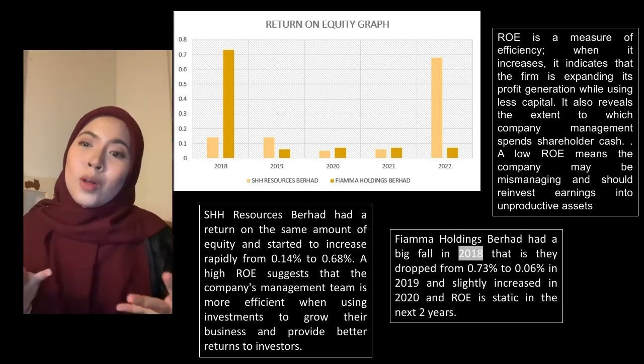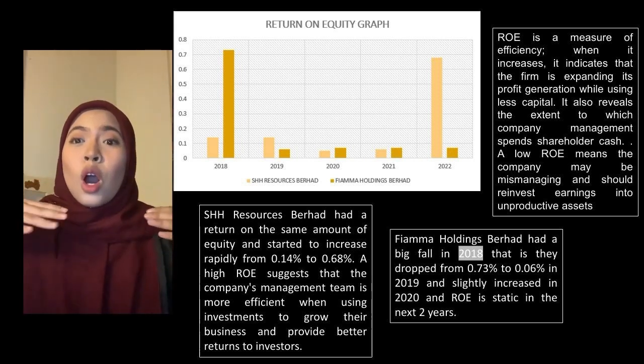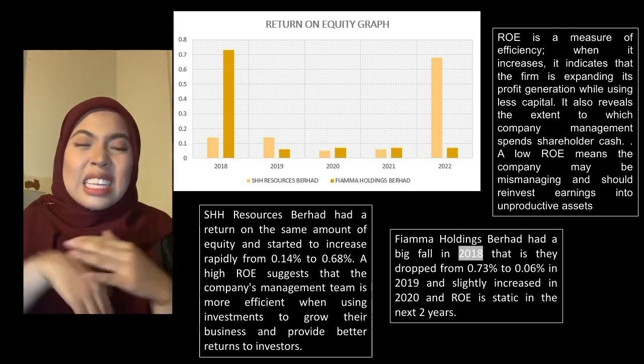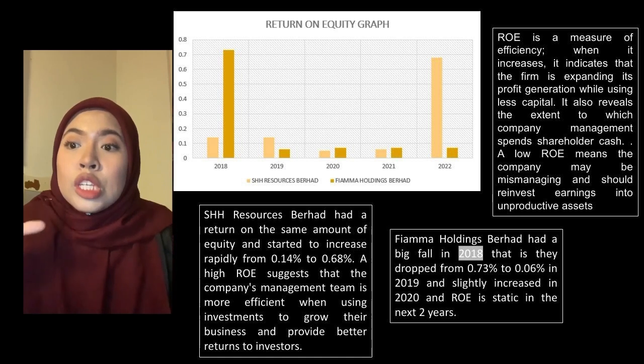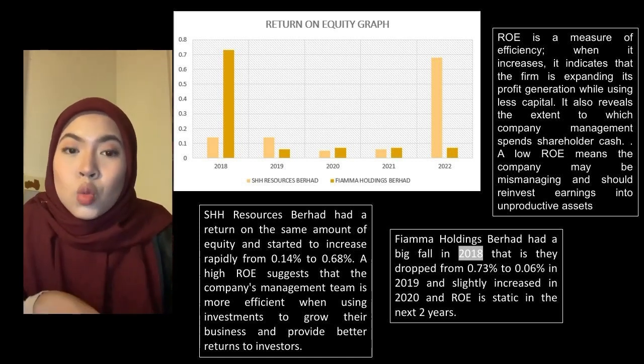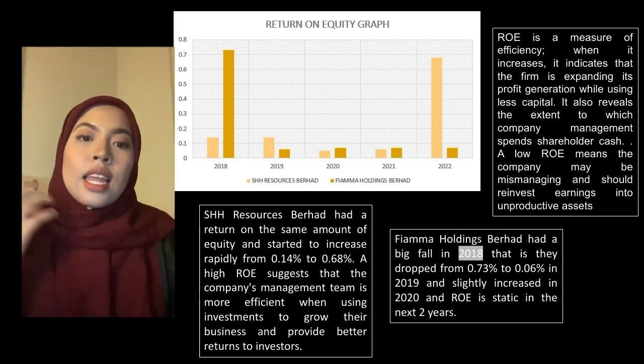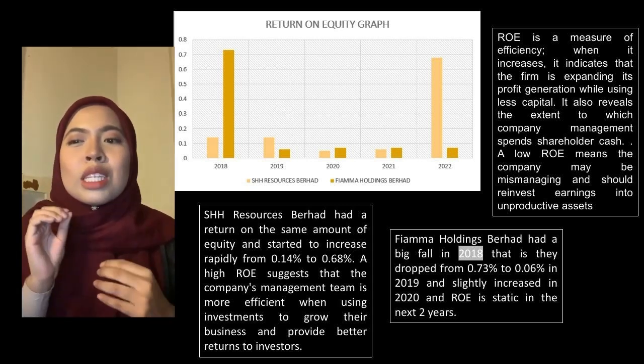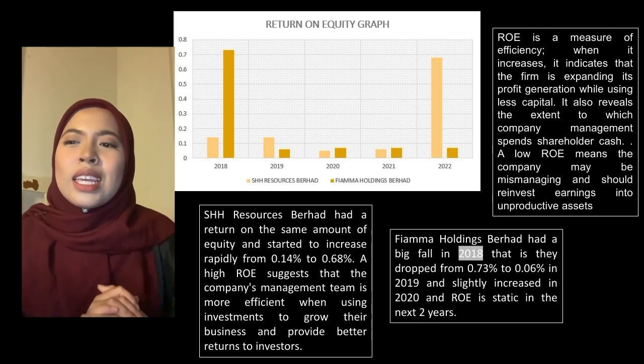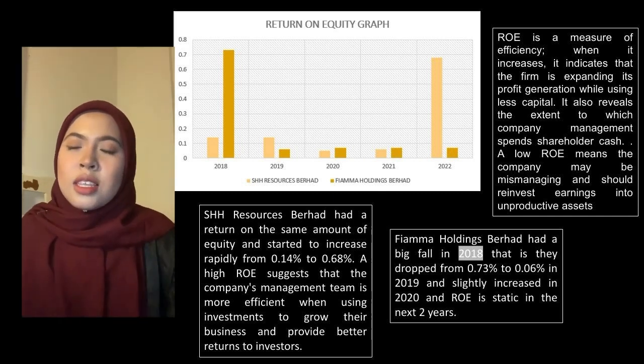Fiamma Holdings Berhad had a big fall in 2018, a drop from 0.73% to 0.06% in 2019, and slightly increased in 2020, and the ROE is static in the next 2 years.